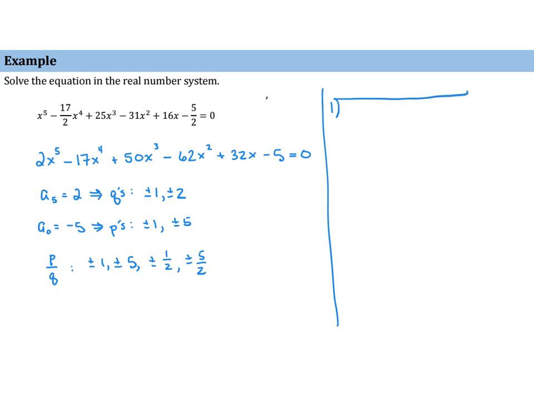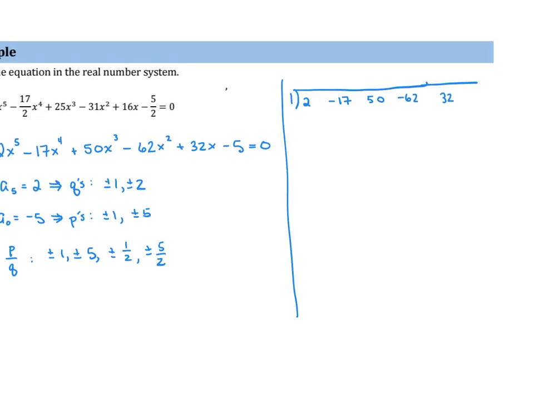So I will be checking them with this polynomial on the left-hand side of this equation. So we have 2, negative 17, 50, negative 62, 32, negative 5. Let's bring down the 2. 1 times 2 is 2. Negative 15 when we add.